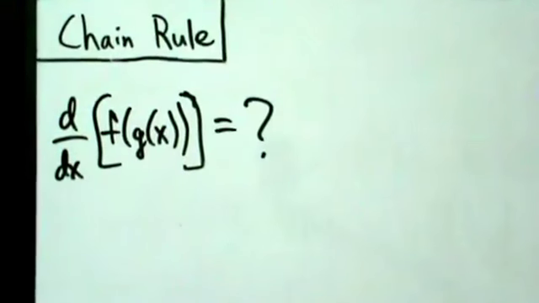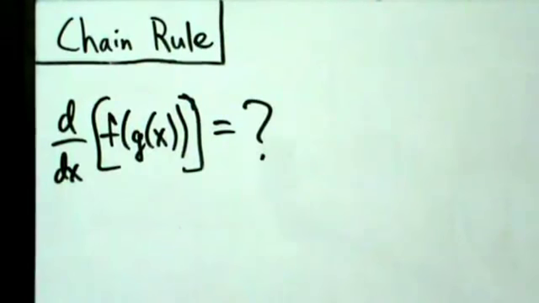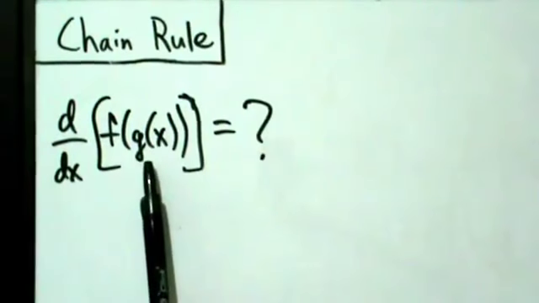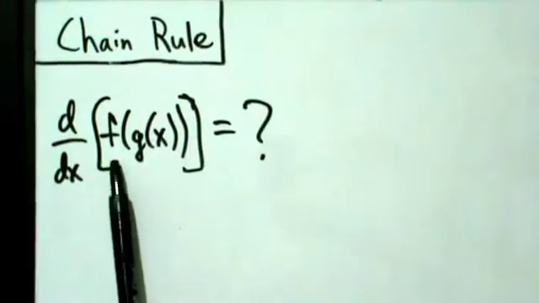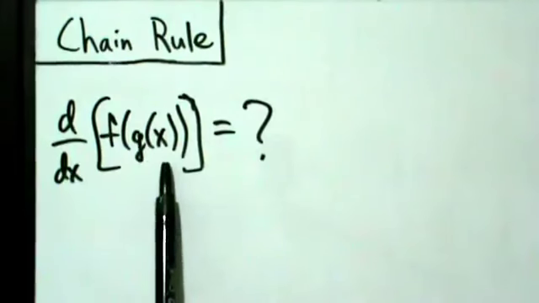Alright, so in this video we're going to start talking about the chain rule. And the chain rule pretty much tells us a general way of finding the derivative of a composition of functions. So what's a composition of functions? Well, it's basically if you have a function inside of another function. So here we have f of g of x.